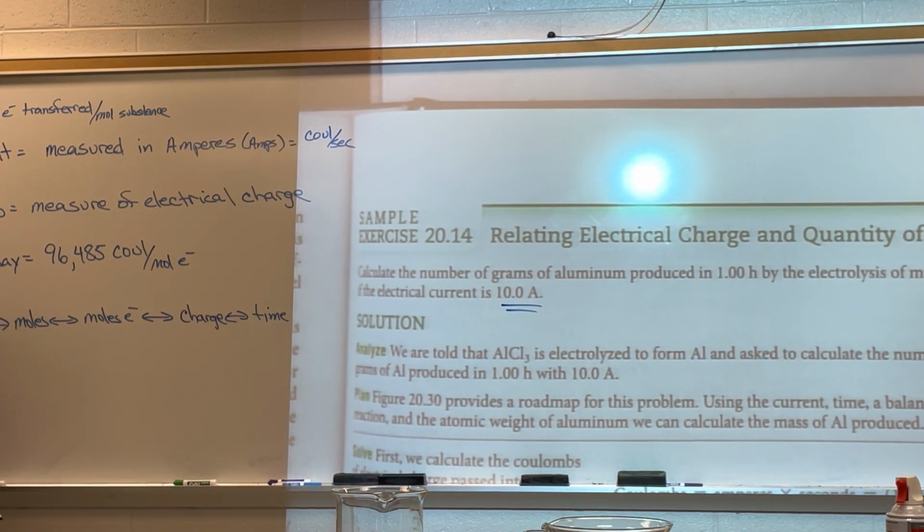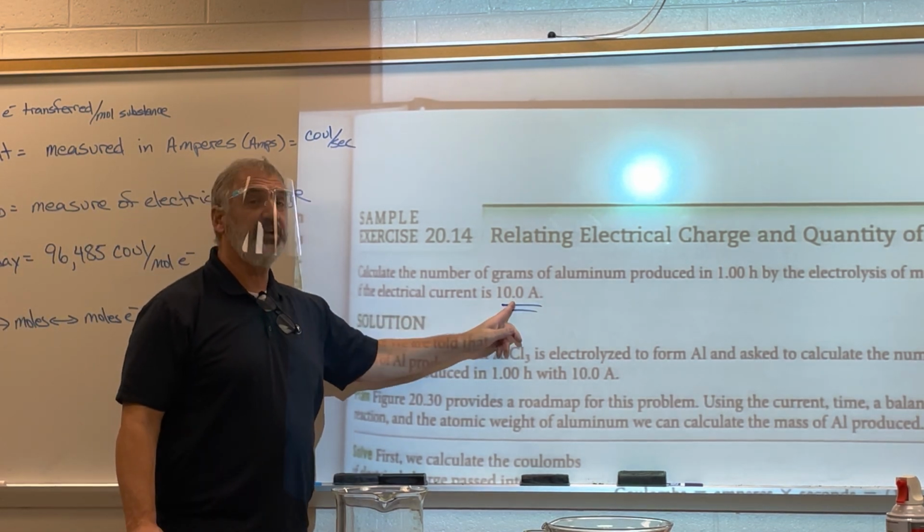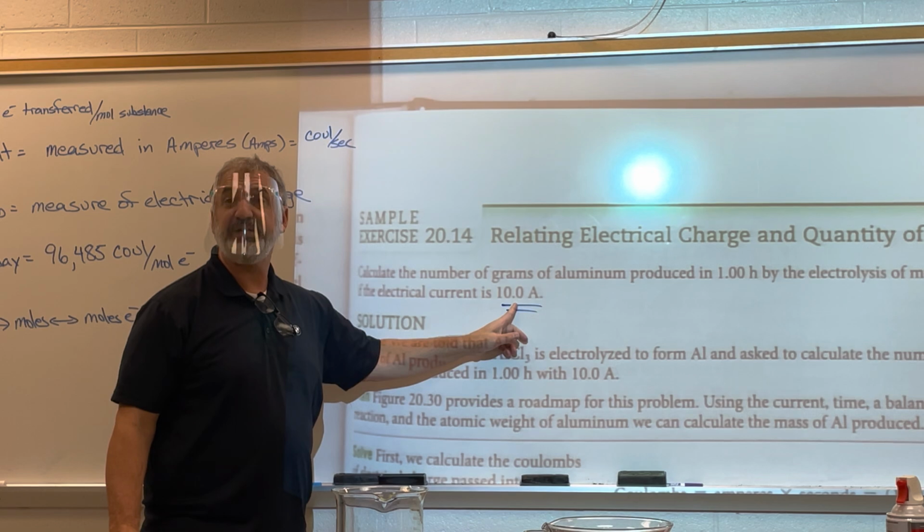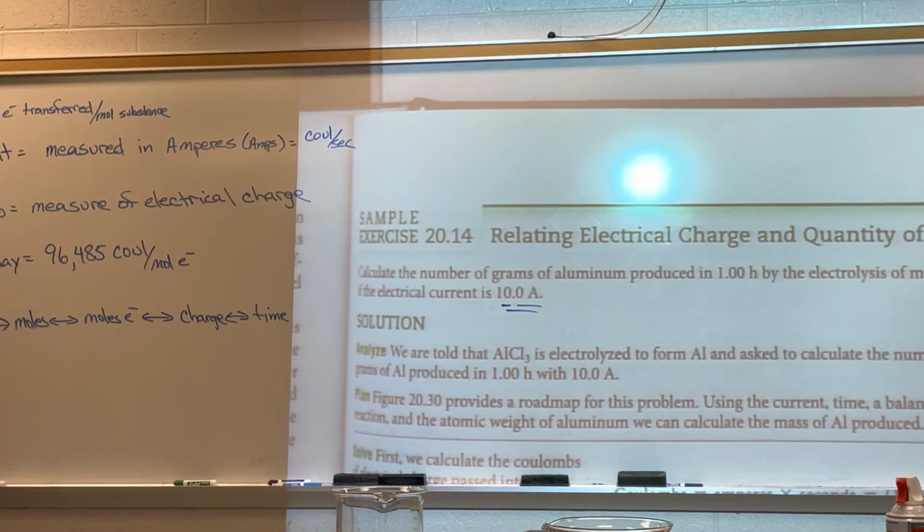So I'm going to start with my time, 1 hour. But what's my current measured in? Seconds. So I have to take hours to seconds. How many seconds are in an hour? 3,600. A lot of people make the common mistake of putting 60 seconds in an hour. I know this class seems like the hour just goes by like that, but it's 3,600 seconds in an hour. So 3,600 seconds in 1 hour.